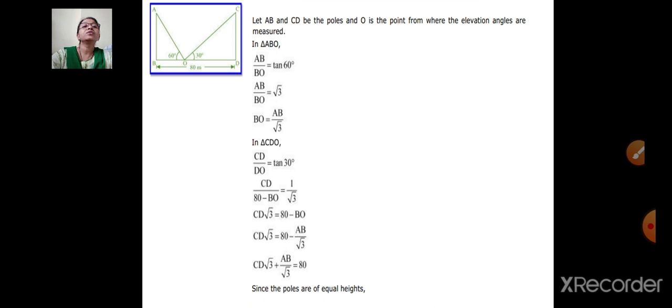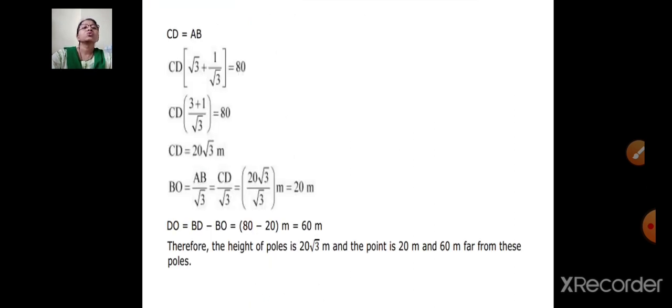Now to find this OD, so total BD minus BO. So OD, or DO, is equal to BD minus BO. BD length is given, 80. BO we have calculated. So 80 minus 20, that is equal to 60 meters. So therefore the height of the poles is 20 root 3 meters and the point is 20 meter and 60 meter far from these poles.